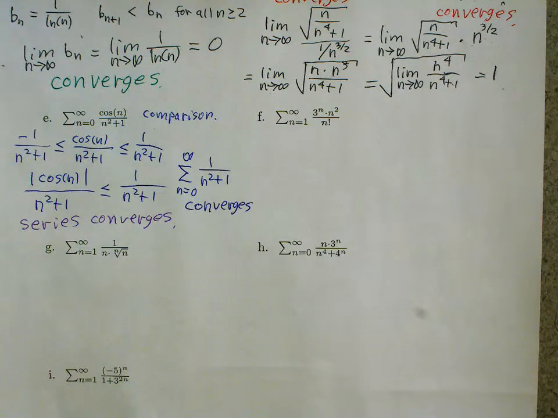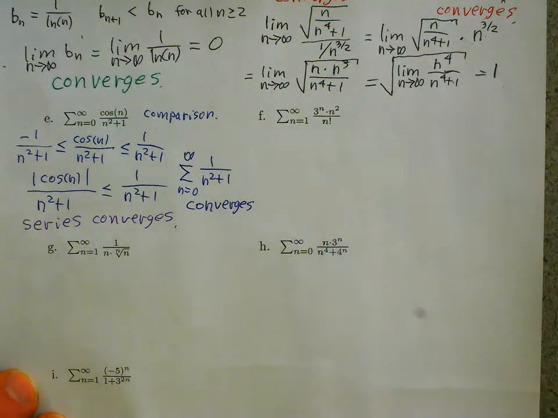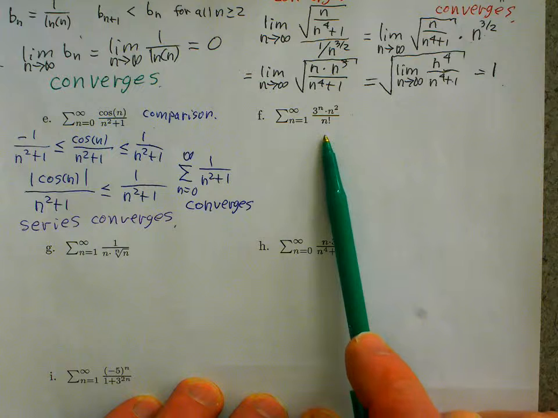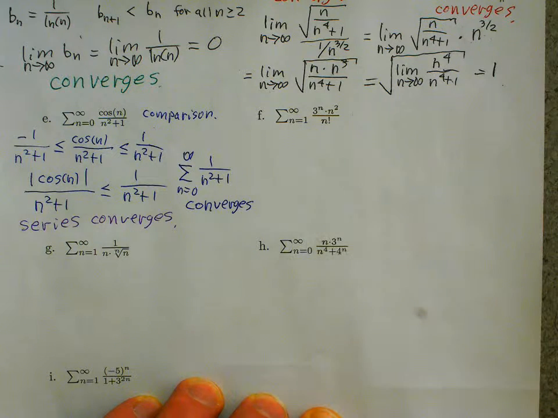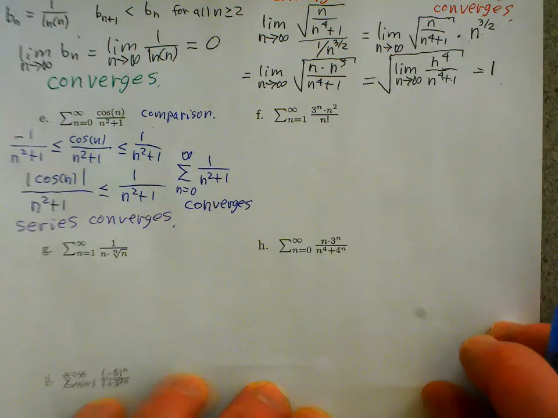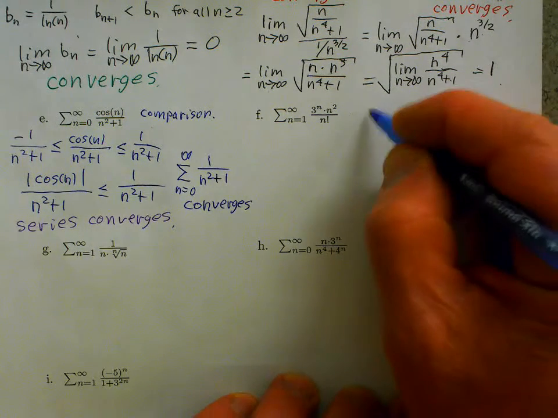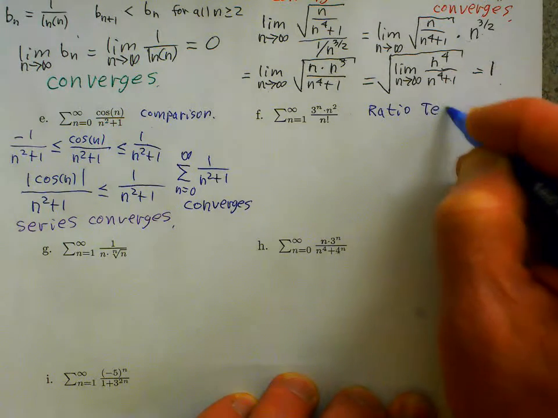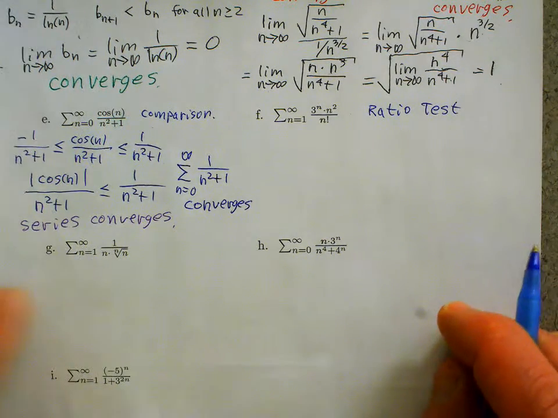Okay, so let's do the next one, and then we'll move on to the next sheet after that. So this series in part F, the terms are 3 to the n times n to the second divided by n factorial. So the ratio test gets used a lot. It's okay if it's used more than anything else.